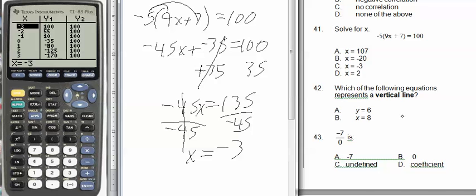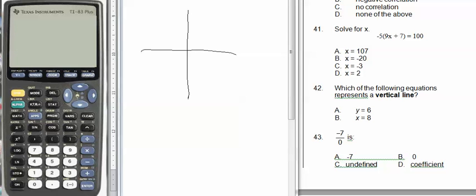Alright, so number 42. Which of the following equations represents a vertical line? So if we look at y equals 6, if y is 6, no matter what x is, so when x is 0, y is 6, y is always 6, that would be a horizontal line. And x equals 8, no matter what y is, x is always equal to 8. That would be a vertical line. So in 42, x is equal to 8 would be a vertical line.